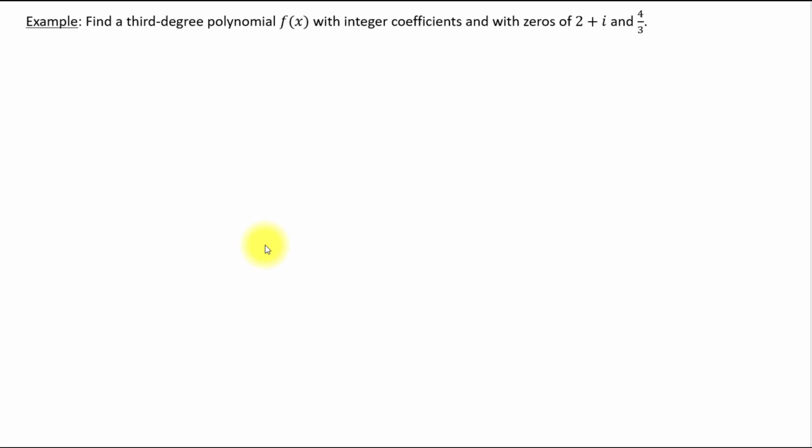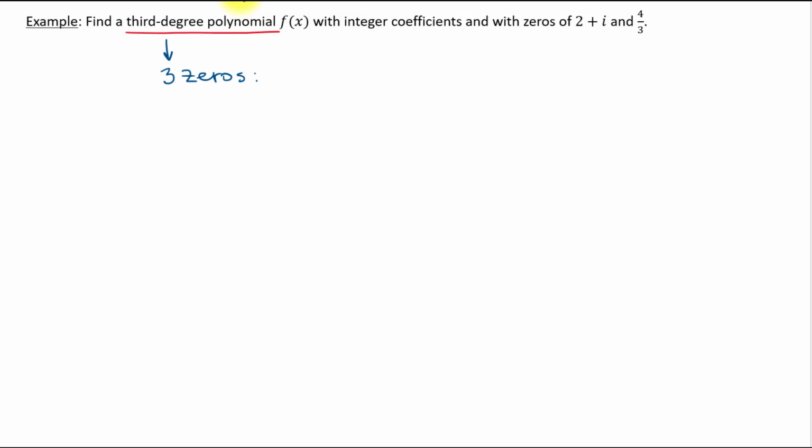Let's practice this concept by doing the following example. It says find a third-degree polynomial f of x with integer coefficients and with zeros of 2 plus i and 4 over 3. Okay, so we need to find a third-degree polynomial. Well, if it's a third-degree polynomial, then how many zeros does it have? It means that it has 3 zeros, right?